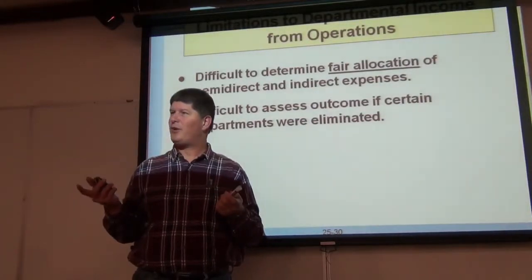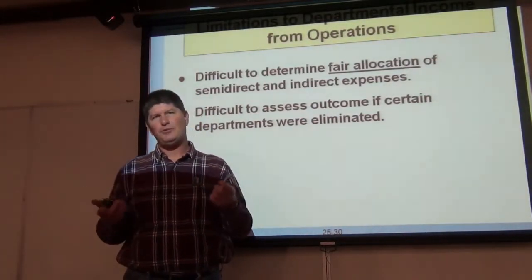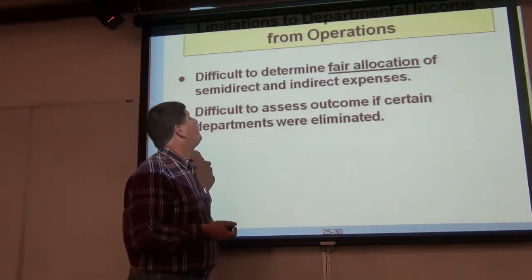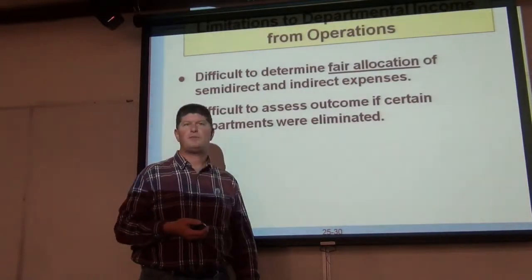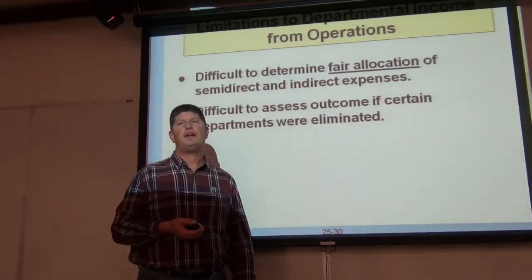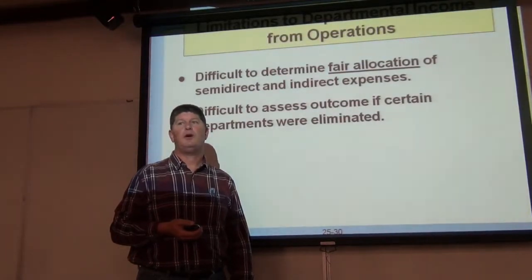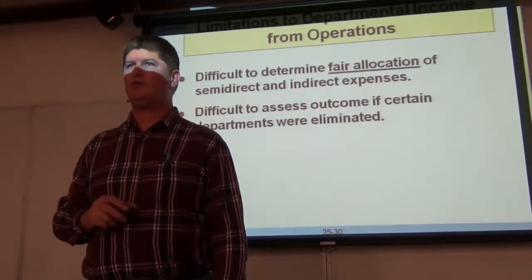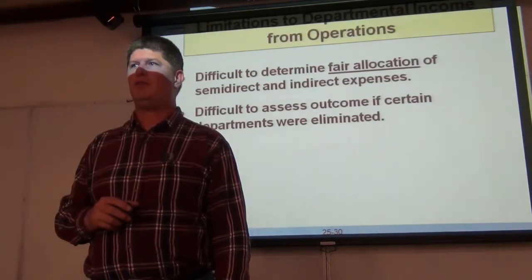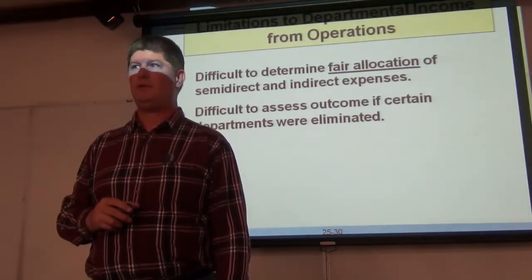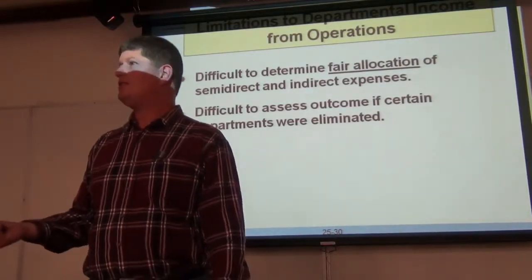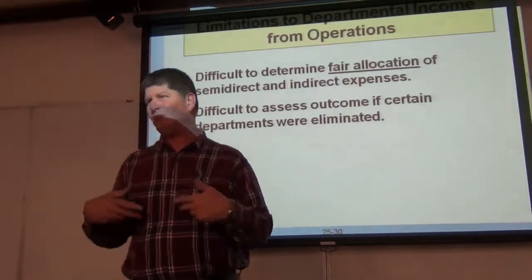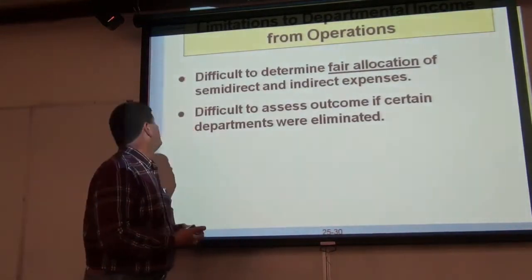Here's the kind of stuff that they will throw at you. And it's easy to knock down their arguments. Okay? It's difficult to determine a fair allocation of semi-direct and indirect expenses. Okay, let's go back to our Macy's. We have a shoe department and a clothing department. I allocated it based on square footage. Gee, Mr. Manager, how much square footage does your shoe department take up? Is it not therefore fair to allocate your rent based on square footage? Right? Isn't the lease with the landlord a cost per square foot? Right? So you can kind of throw this stuff right back at them.